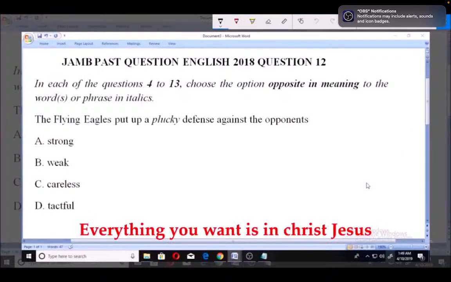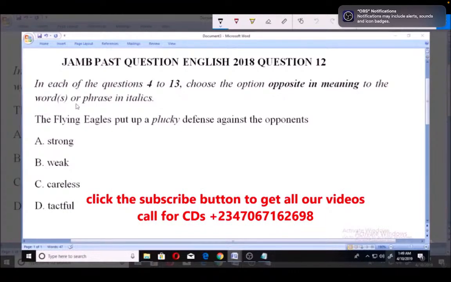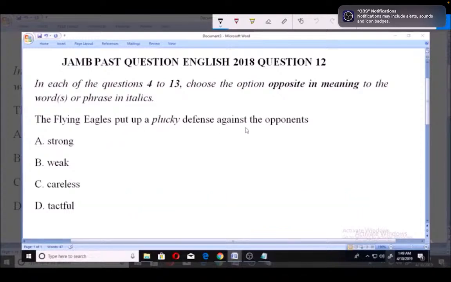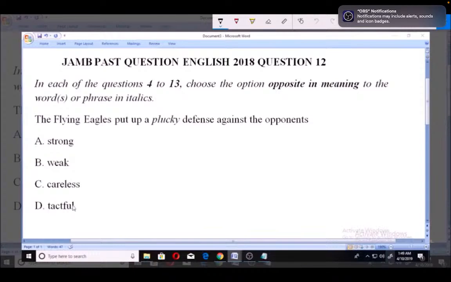English 2018, question number 12. In each of the questions 4 to 13, choose the option opposite in meaning to the word or words or phrase in italics. The Flying Eagles put up a plucky defense against the opponents. A. Strong. B. Weak. C. Careless. D. Tactful. So which of these is the opposite of plucky?